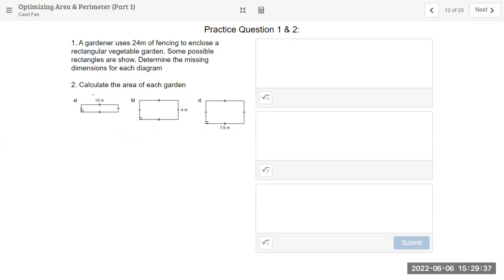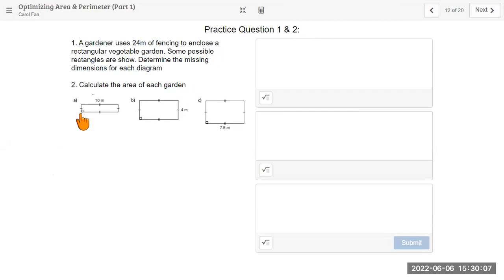Hi, Mina. I just noticed that I had muted, and so you didn't get to hear it. I'm going to say that again. So slide number 12, we have practice question number 1 and 2. A gardener uses 24 meters of fencing to enclose a rectangular vegetable garden. Some possible rectangles are shown below. Determine the missing dimension for each diagram.